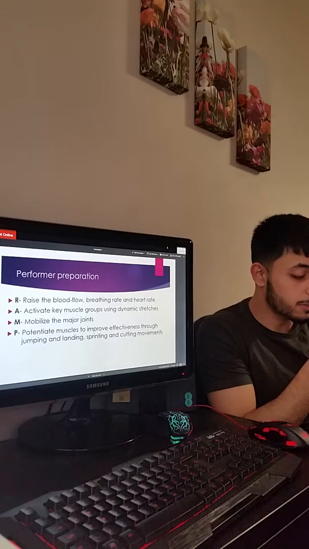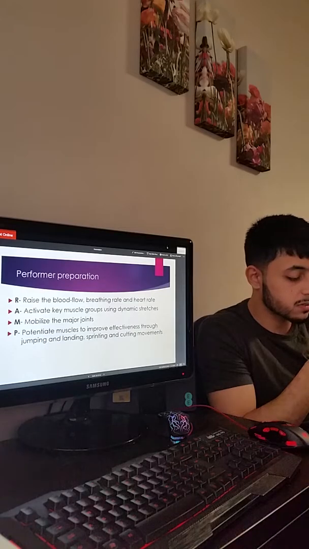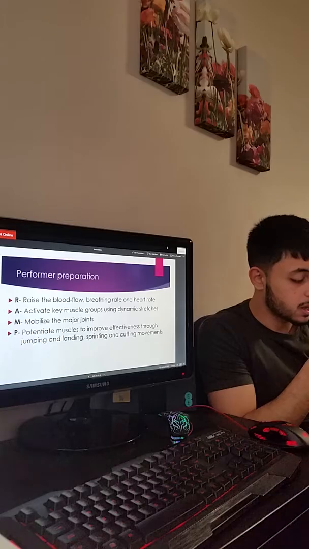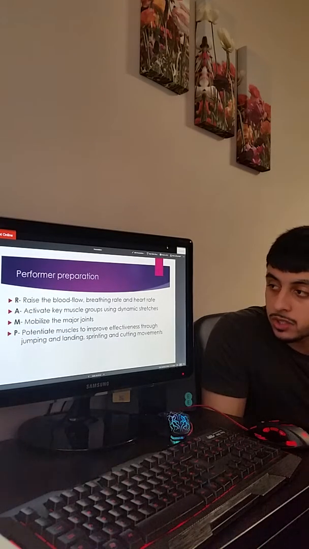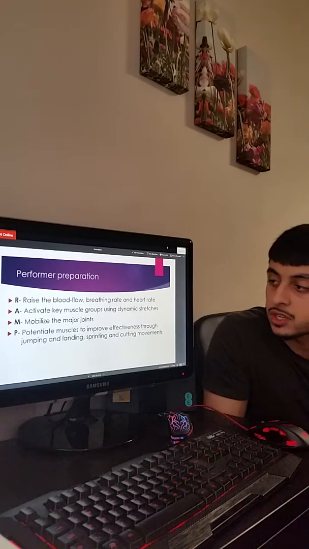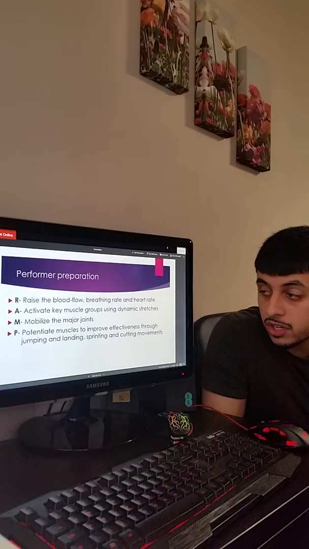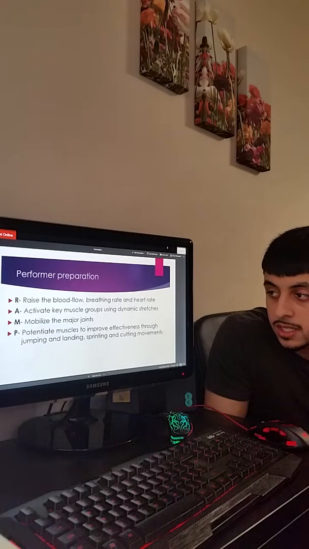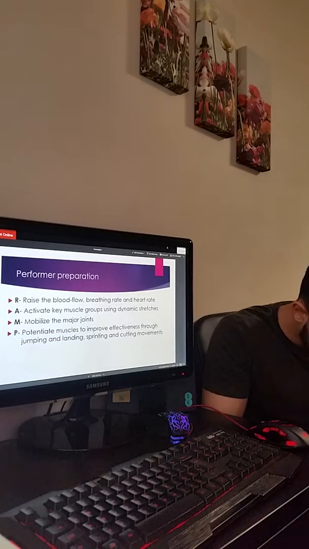If Derek properly prepared himself before taking part in training and competition, then the chances of his injury would have reduced. An effective warm-up should prepare Derek to work at the game pace. A good warm-up should follow the RAMP acronym, in which R stands for raise, which is raising the blood flow, breathing rate and heart rate. A stands for activate, in which you activate key muscle groups using dynamic stretches. M stands for mobilize, in which you mobilize the major joints, and P stands for potentiate, in which you potentiate muscles to improve effectiveness through jumping and landing, sprinting and cutting movements.